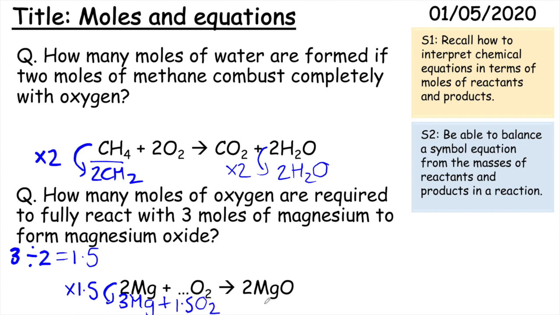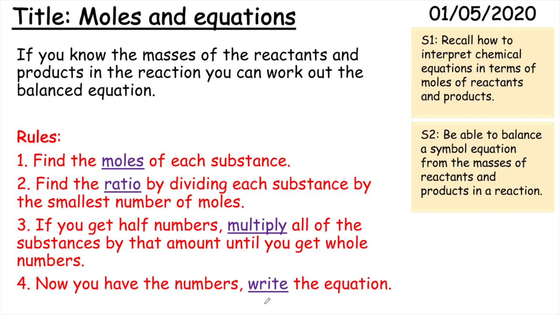And that's all there is to it, really. Right, the next thing to look at is what if you actually knew the masses of these reactants? Could you construct a symbol equation or a balanced simple equation? Well, indeed you can, and you need to know these rules. So copy them down, and then we're going to go through them step by step.